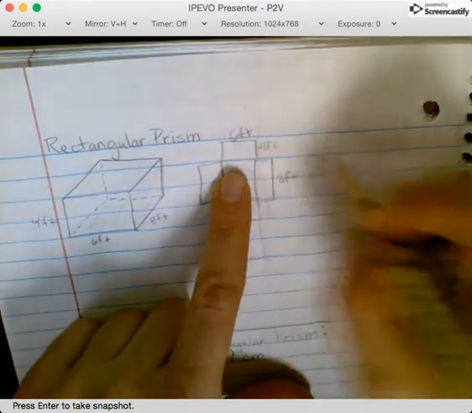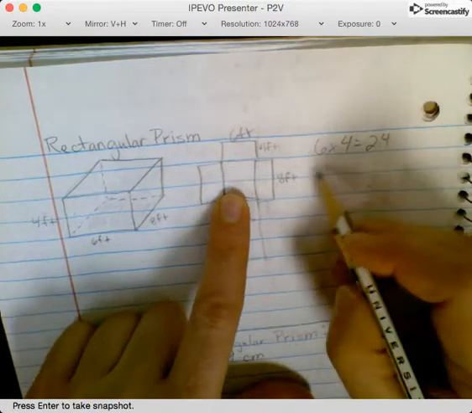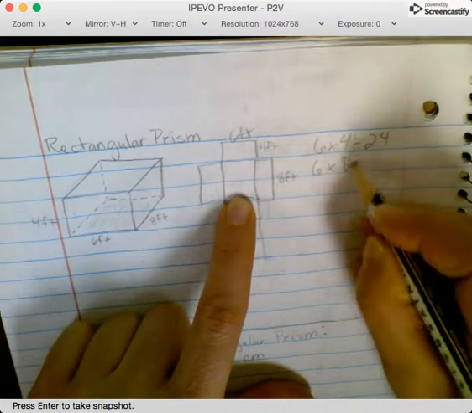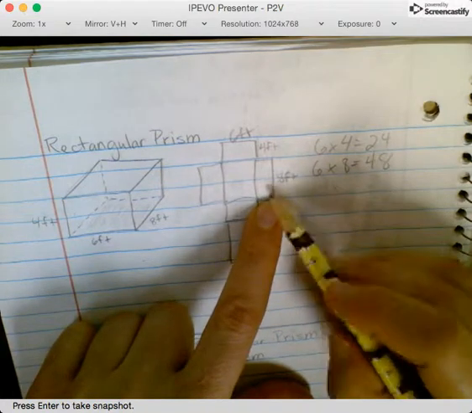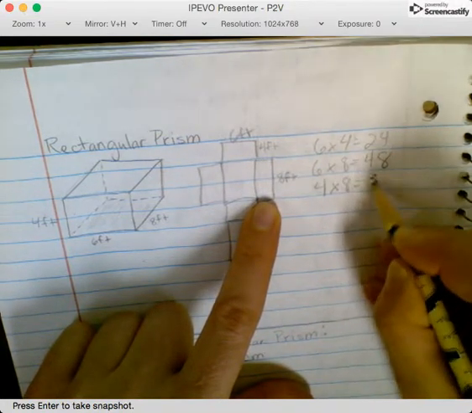So this one is going to be 6 times 4, and that's 24. This one is going to be 6 times 8, and that's 48. This one is going to be 4 times 8, and that is 32.